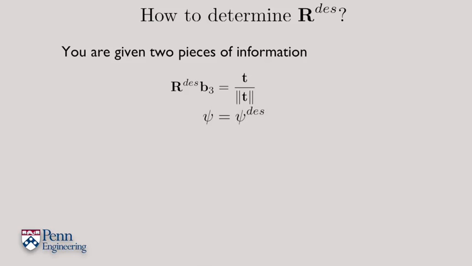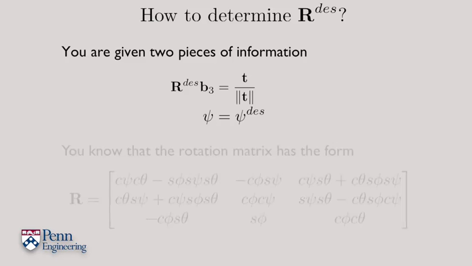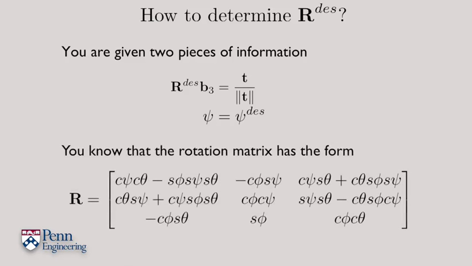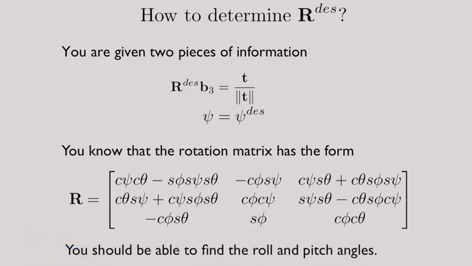Second, we want the yaw angle to be equal to the desired yaw angle, psi desired. We also know from the theory of Euler angles that the rotation matrix has the form shown here. So the question is, can we use the two equations shown above to solve for the two unknown angles, the roll angle and the pitch angle?